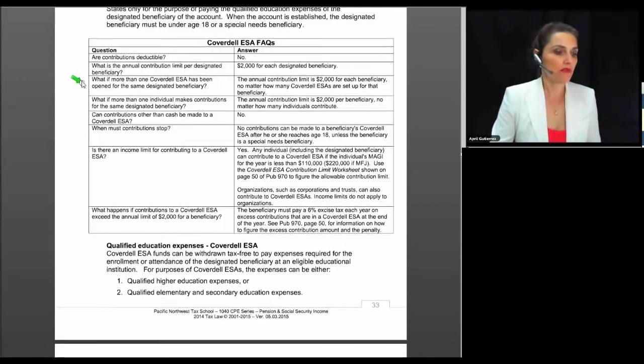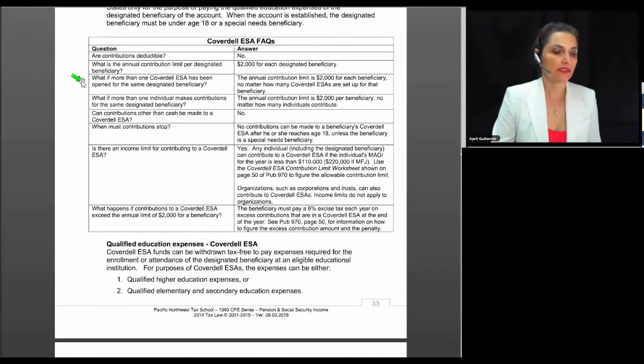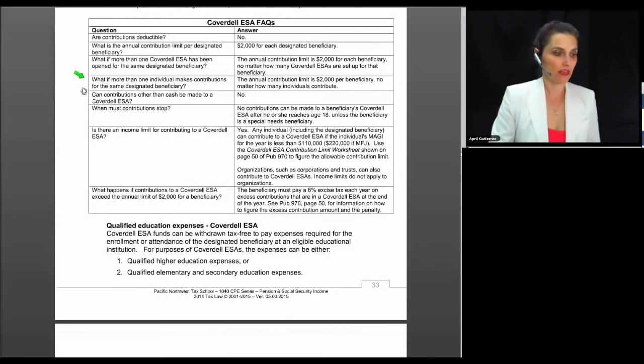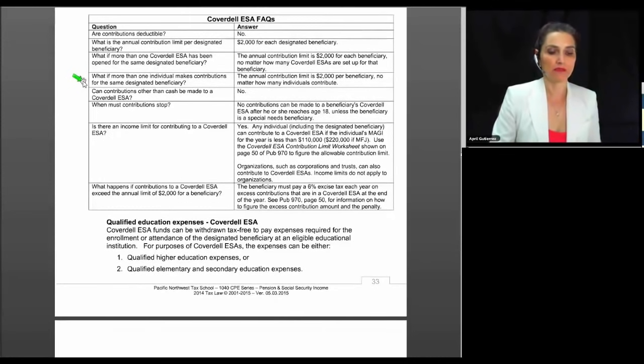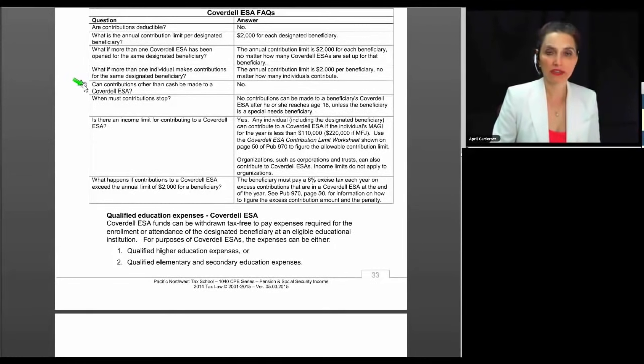Now, what if more than one Coverdell ESA has been opened for the same beneficiary? Well, the annual limit per beneficiary is $2,000. So husband and wife cannot each set up Coverdells. There's one beneficiary, and the total sum of all contributions to all Coverdell ESAs for that beneficiary cannot exceed $2,000. So if more than one individual makes contributions, you're going to add up the total of all contributions from all individuals for that one beneficiary, and they can't go over $2,000.